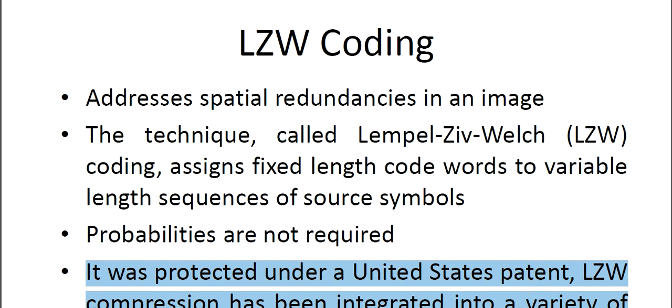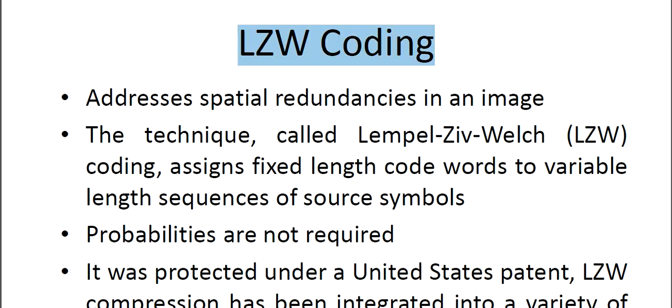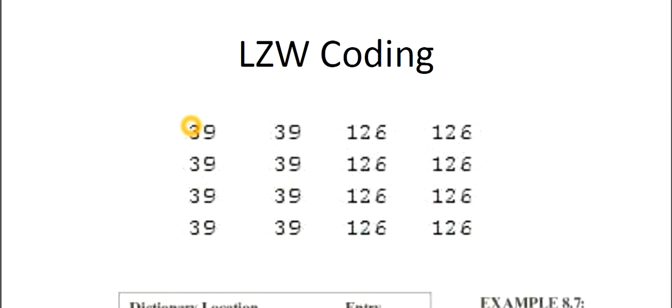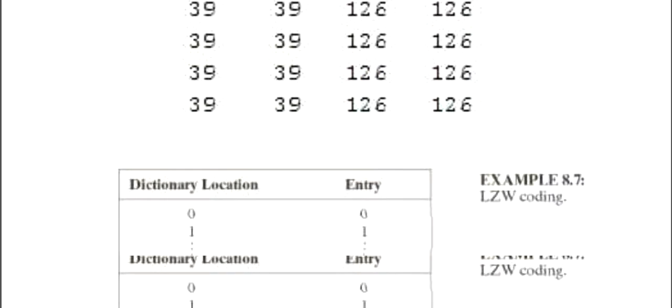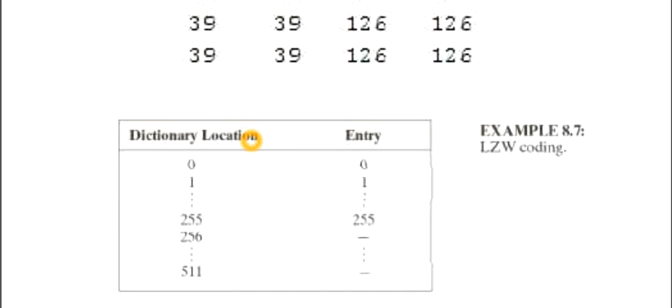So after Huffman coding, the next important coding technique is LZW coding. Guys, this is very important for you. See this example: you see 4 rows and 4 columns. 39, 39, 39, 39 is repeated, and the second column also, then 126 is repeated in the third and fourth columns. I am using a dictionary term here: LZW coding is also known as dictionary-based coding. So dictionary location and entry.